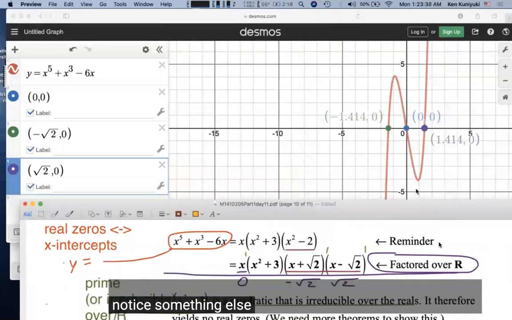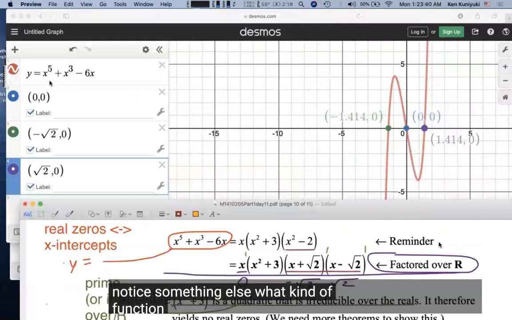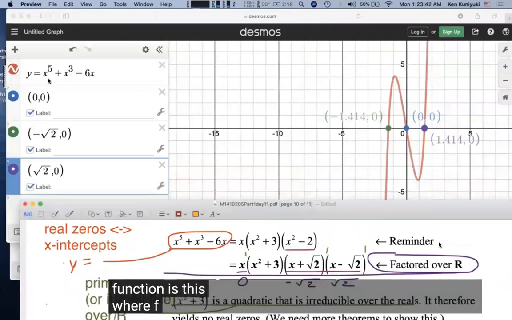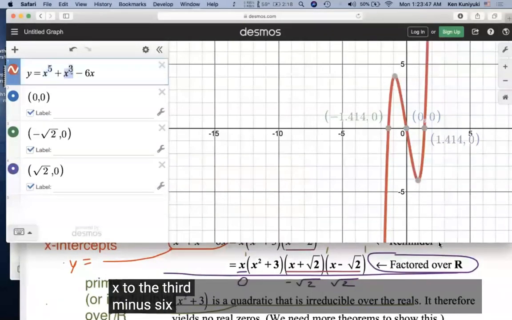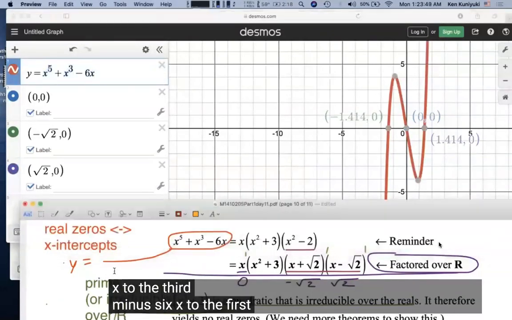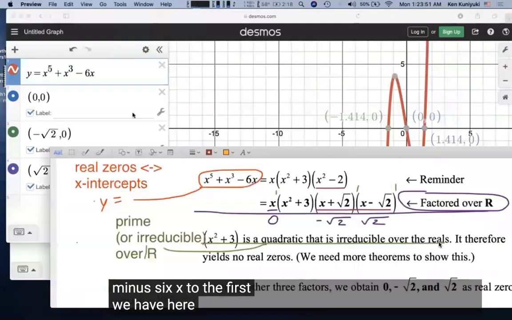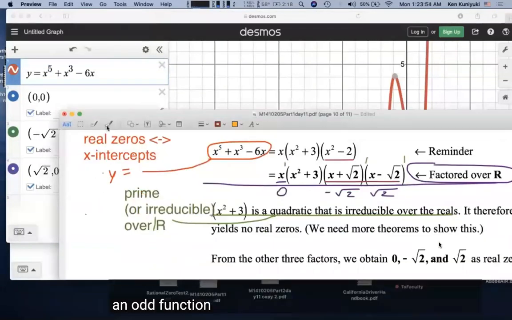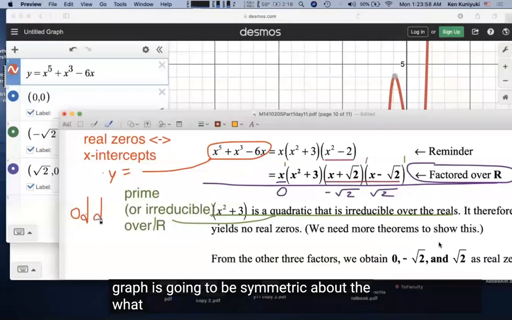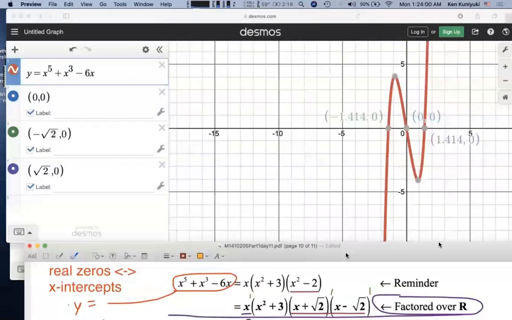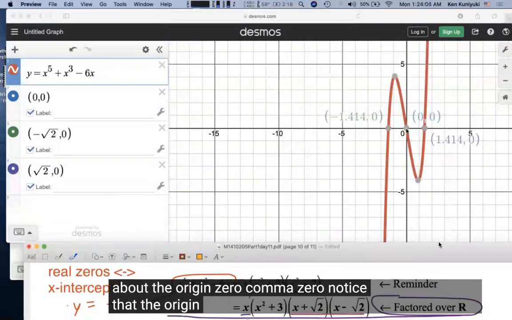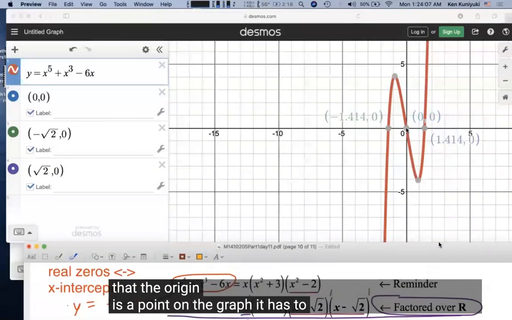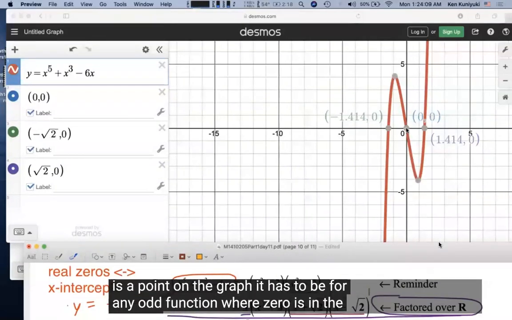Notice something else. What kind of function is this? Where f of x equals x to the fifth plus x to the third minus 6x to the first. We have here an odd function, which means that the graph is going to be symmetric about the what? About the origin, (0, 0). Notice that the origin is a point on the graph. It has to be for any odd function where 0 is in the domain.